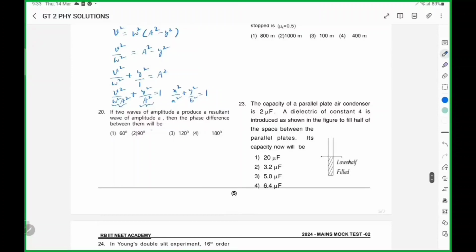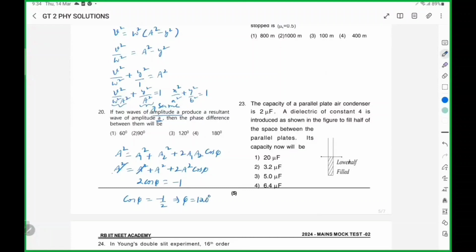If two waves of amplitude a1 produce a resultant wave of amplitude a, a square is a1 square plus a2 square plus 2 a1 a2 cos phi, where the waves differ by phase angle phi. But two waves of the same amplitude produce a resultant also a. So 2 cos phi is minus 1, which gives phi here as 120 degrees.